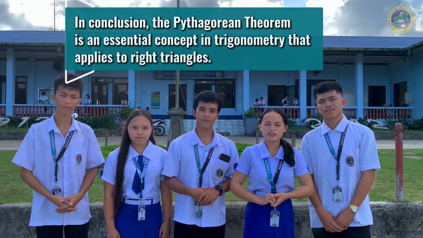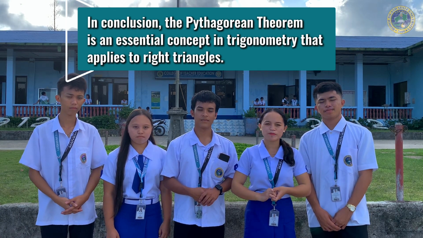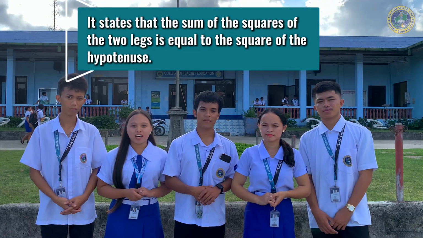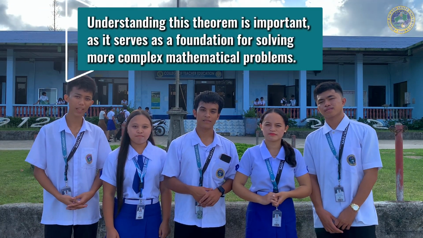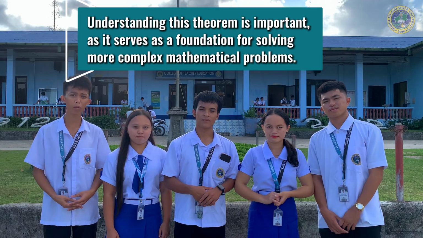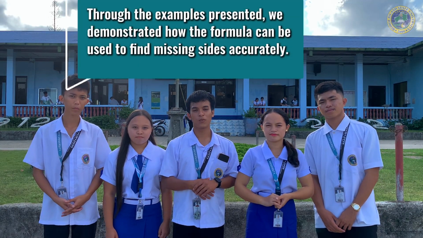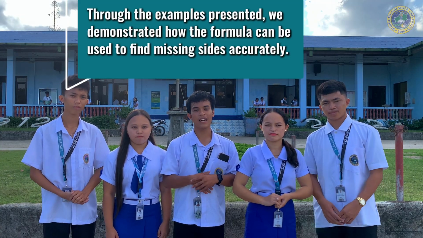In conclusion, the Pythagorean theorem is an essential concept in trigonometry that applies to right triangles. It states that the sum of the squares of the two legs is equal to the square of the hypotenuse. Understanding this theorem is important as it serves as a foundation for solving more complex mathematical problems. Through the examples presented, we demonstrated how the formula can be used to solve for missing sides accurately.